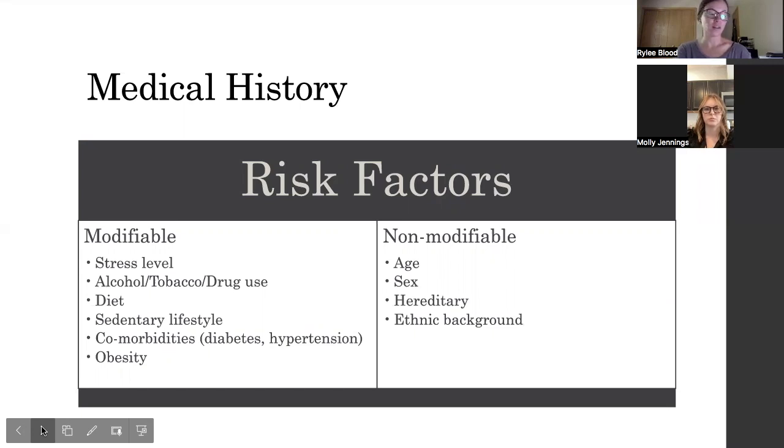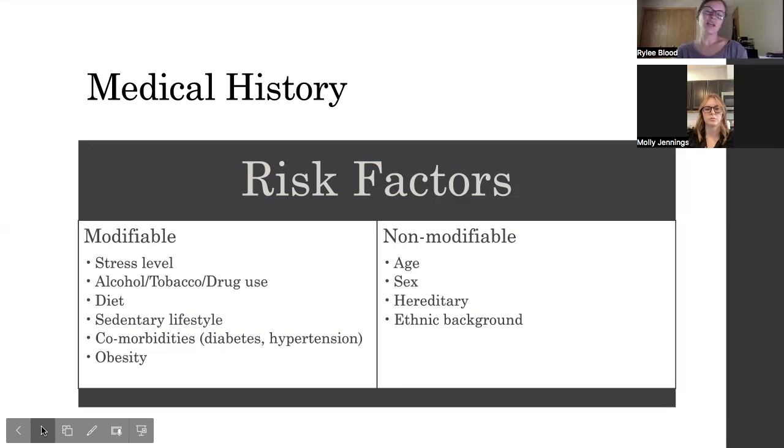Alcohol, tobacco, or drug use. Obviously, we choose how much or if we participate in any of those at all. So, increased alcohol usage and constant tobacco use increases that risk, but also drug use, and specifically with amphetamines and cocaine. These are stimulant drugs and they will increase your risk much more than other drugs.